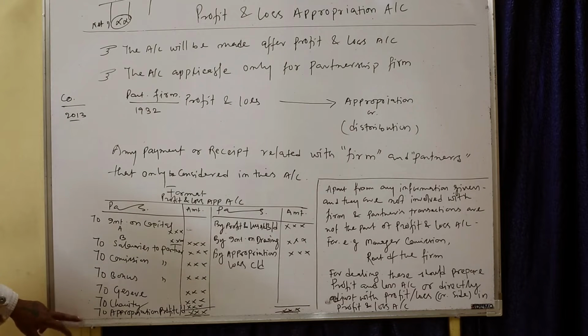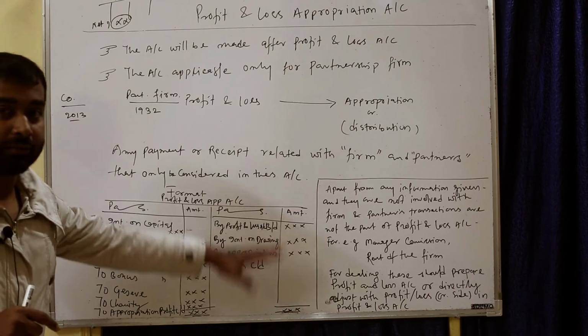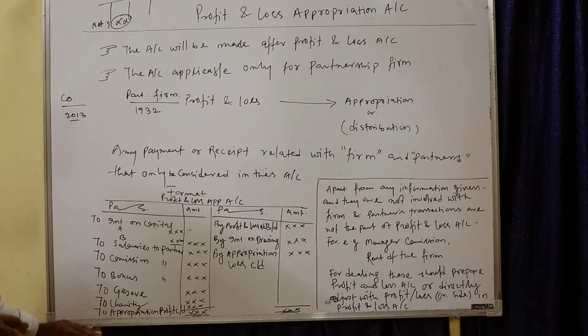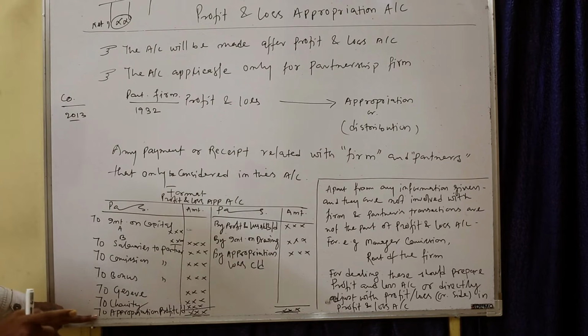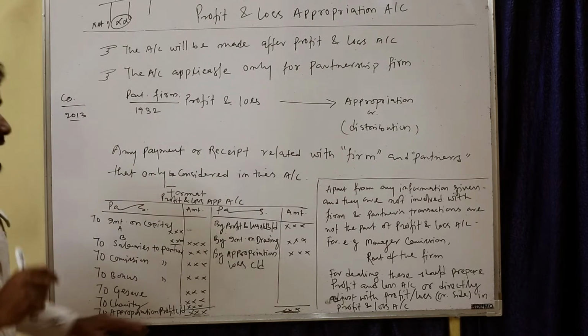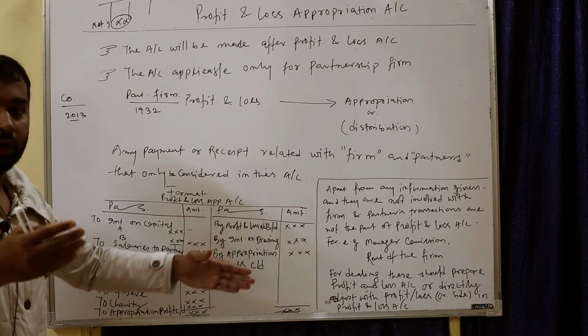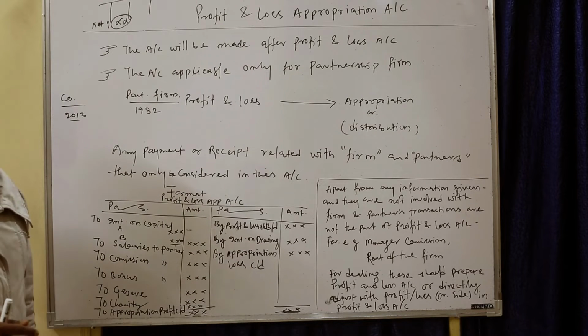Okay, so if this is the income side and this is the expenses side, and the income side is more, the balance shown on the debit side is known as the credit balance of the appropriation account. Definitely if the income side is more, it is profit. It is known as to appropriation profit carried down.